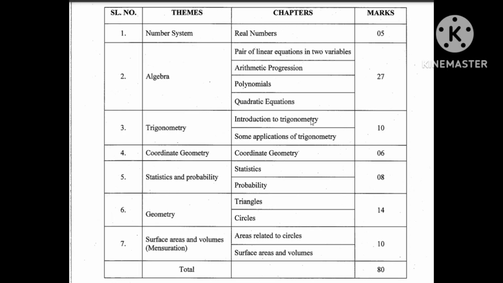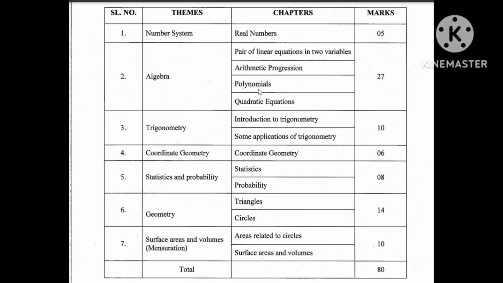Next comes introduction to trigonometry and some applications of trigonometry, which fall under the theme of trigonometry, which carries 10 marks. These 2 chapters together carry 10 marks. Now comes coordinate geometry, which carries 6 marks. Statistics and probability together carry 8 marks. Triangles and circles together carry 14 marks, and then areas related to circles and surface areas and volumes, both chapters together carry 10 marks. So far this is the only information that we have.